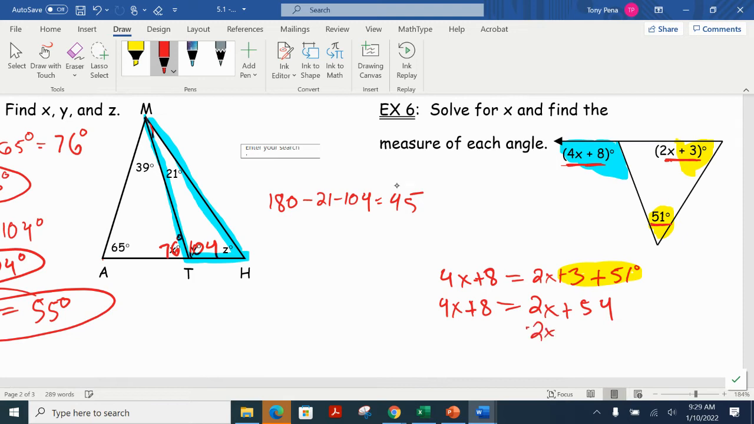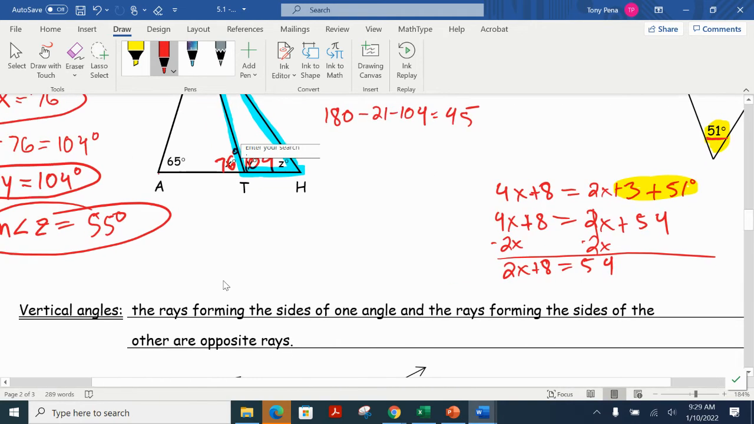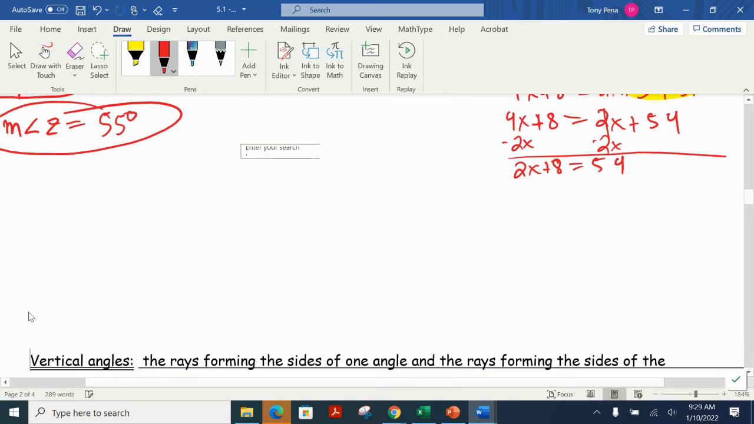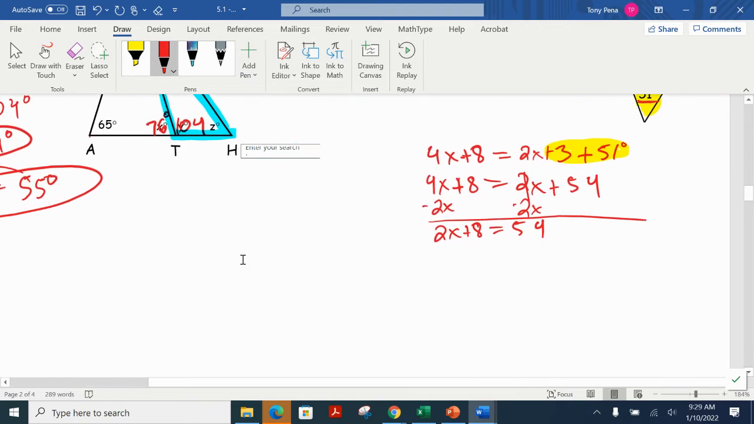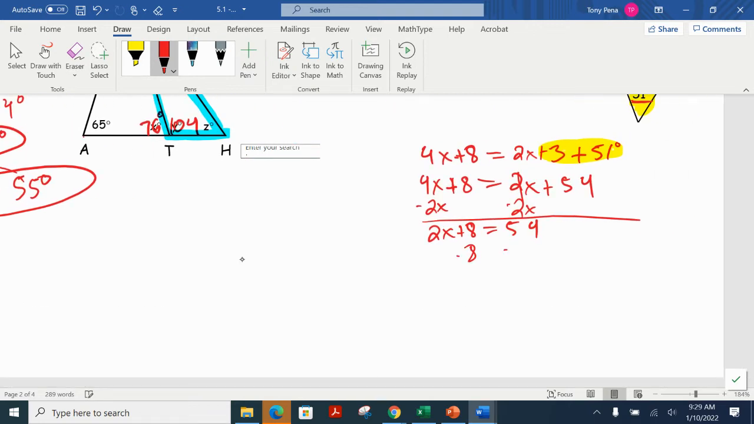Continue to solve. So in this case, I would subtract this 2x over. So we get 2x plus 8 equals 54. And then from here, I think we're all good. Subtract that 8 over. We get 46. Divide, we get x to be 23.